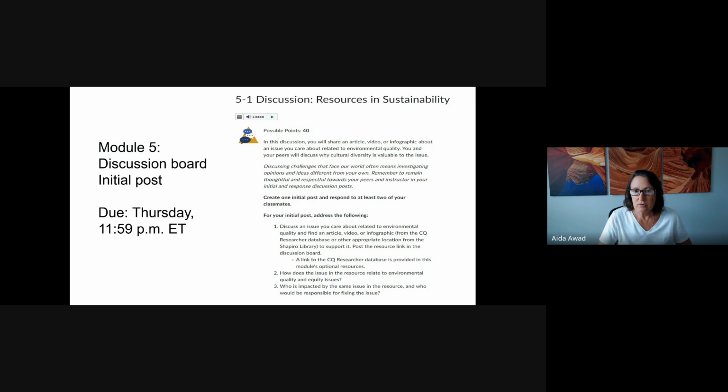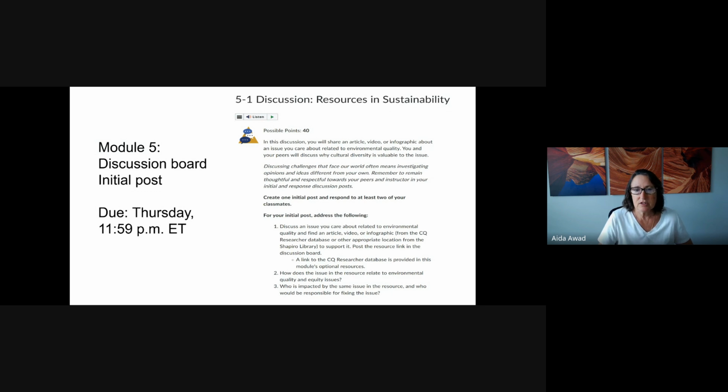As you draft your post, please remember to practice using key vocabulary terms that you've learned along the way. For example, can you add in terms such as resilience and carrying capacity? Those are terms that we learned in the readings for this module.